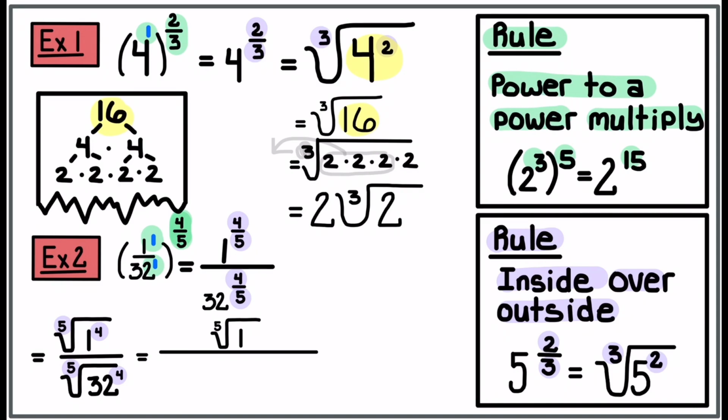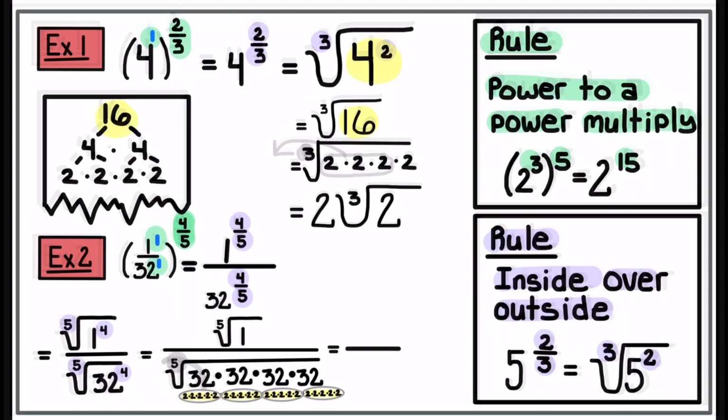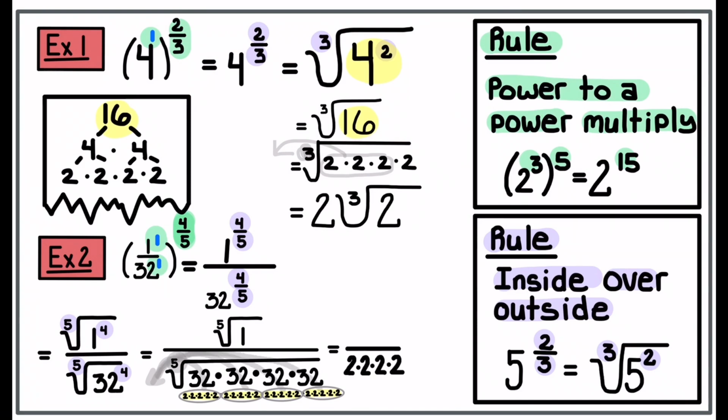Simplifying 1 to the 4th power, we get 1. And then in the denominator, I'm expanding 32 to the 4th power. Now, if our index number is 5, that means I need 5 of a kind to take something out. But each one of these 32's is made out of 2 times 2 times 2 times 2 times 2. So for each set of 5 2's, I can take out a single 2. So I take out a 2, another 2, another 2, and another 2.